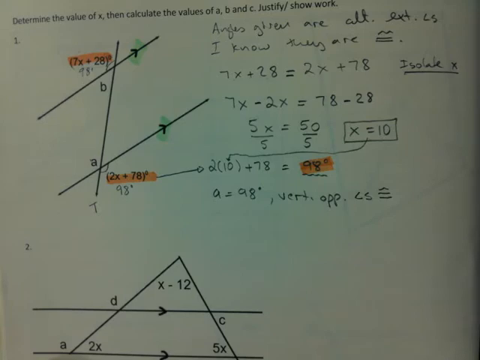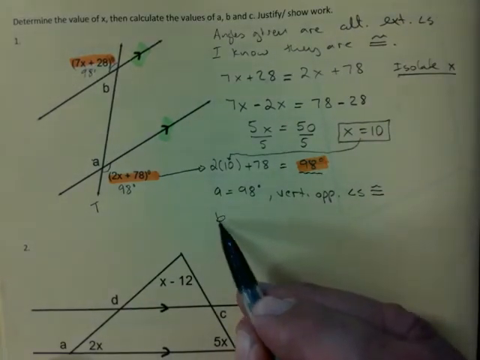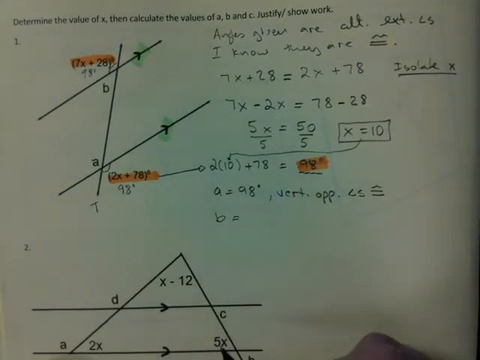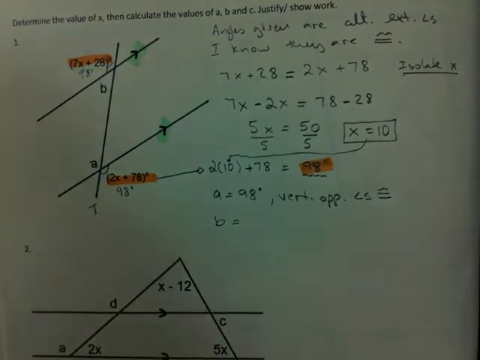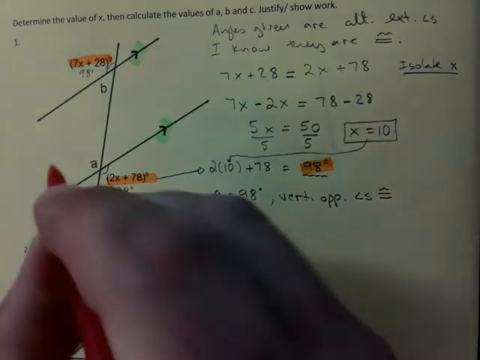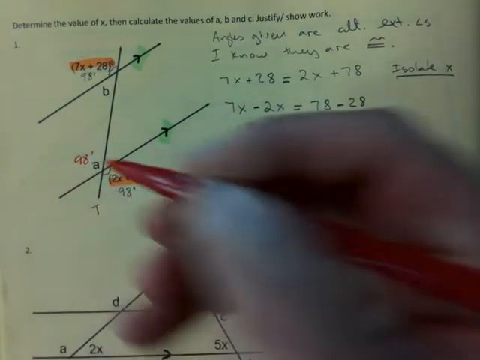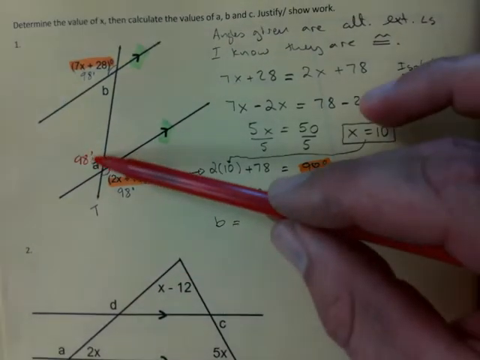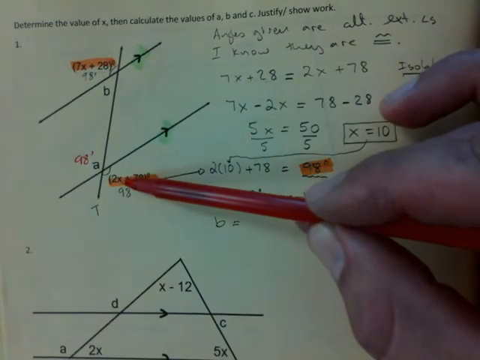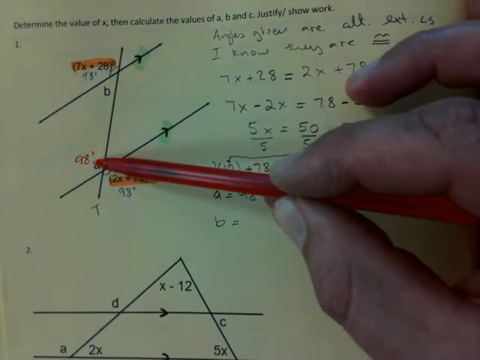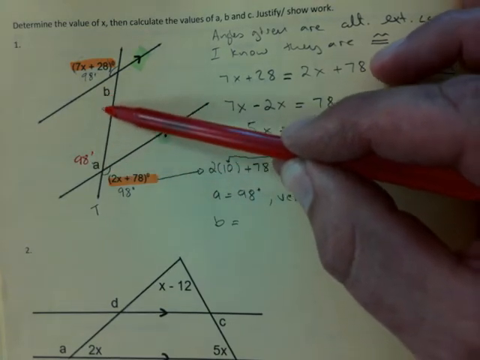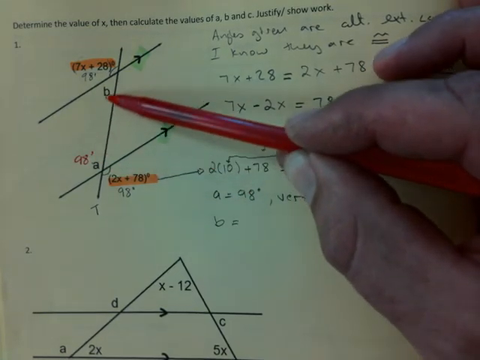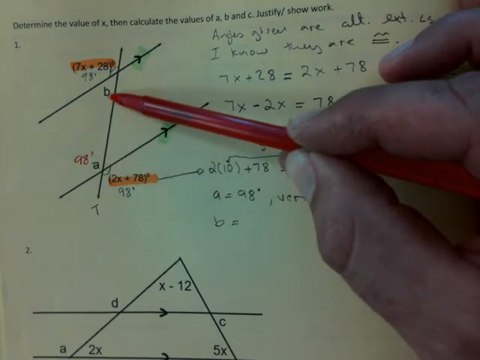And B, allow me to do this. I'm going to go 98. And what do we know about these two? How about we just follow this? We go over here, vertically opposite. How can I relate these two? Consecutive interior, and they add up to 180, right?